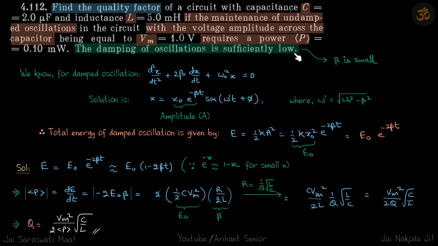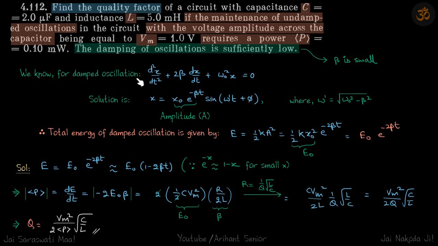Because we are dealing with power, let's start with energy. So let's find the equation of energy and how it varies with time. So that's E naught e raised to power minus 2 beta t. We have done this problem in 4.109 and 4.110 also. But let's quickly find this result again and then we will do the solution.